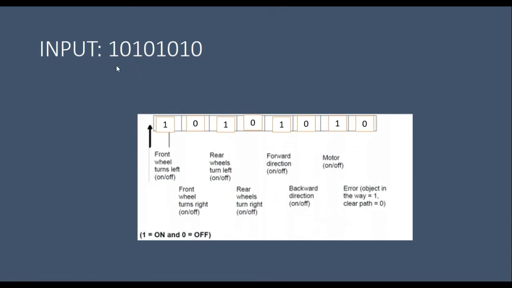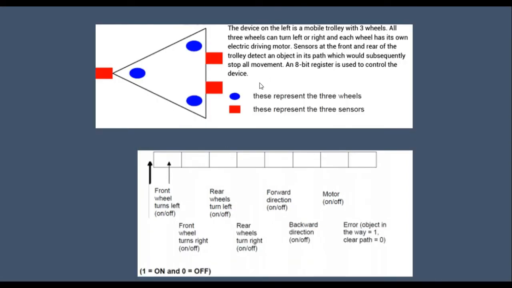So in this way, an 8-bit register is being used to control the previous device discussed. So an 8-bit register can be used to control any given device. It can be 9 bits, it can be 10 bits, but each of these bits is used to represent a typical functionality to control that device.